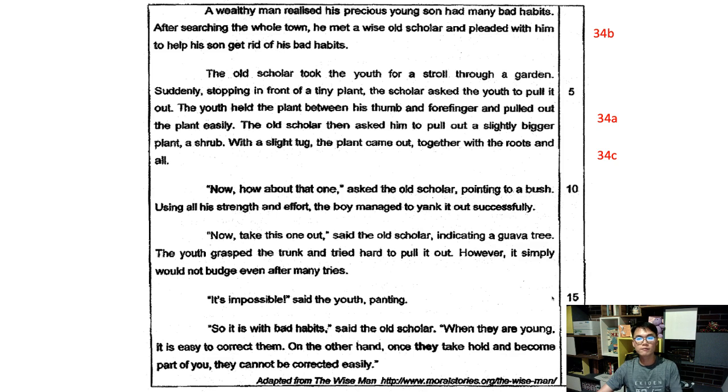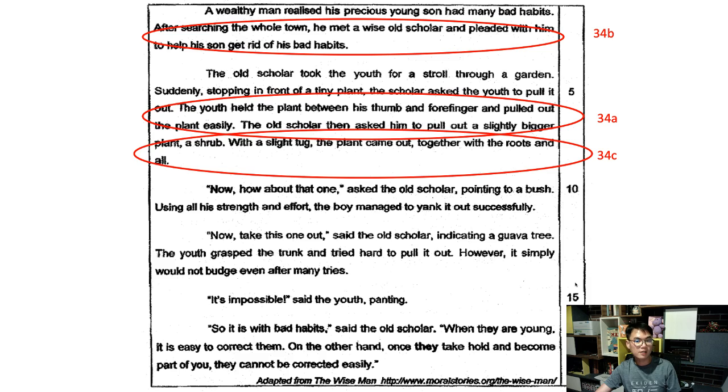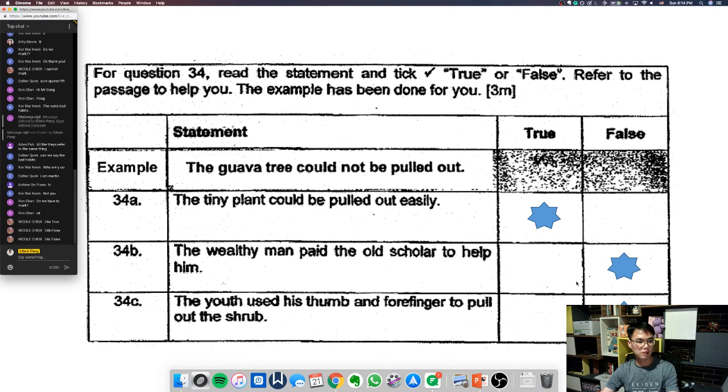So again, let me show you where the answers are found. 34B is right at the top, right? Pleaded with him. 34A is in the middle. Thumb and forefinger to pull out the plant, but then the shrub was not pulled out with the thumb and forefinger. 34C, right? The plant came out together with the roots and all with a slight thud, so it wasn't easy. So the answers are, like Nicole said, true, false, false. Well done, Nicole. Good job. So this is question 34. True, false, false. Excellent. Now let's move on to question 35.